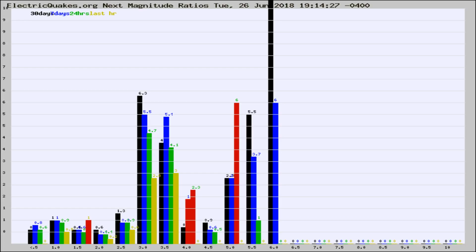Now you're seeing the next magnitude ratios, which is a graph of the ratio of, say, magnitude 2 to the number of magnitude 3s, which should stay consistent for any given area. If it changes between the last 30 days, 7 days, 24 hours, and last hour, it may indicate something unusual happening in that area. This is worldwide.